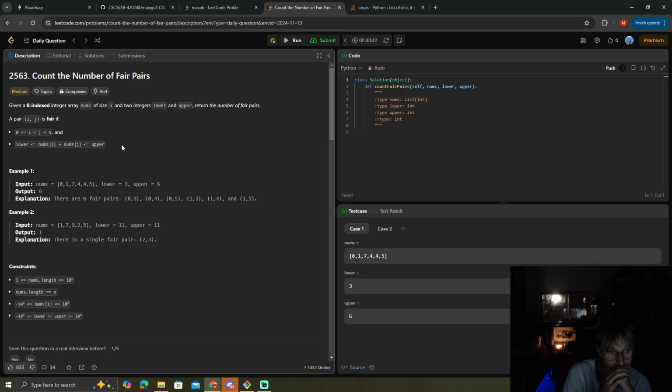There are 6 fair pairs: (0,3), (0,4), (0,5), (1,3), (1,4), (1,5).